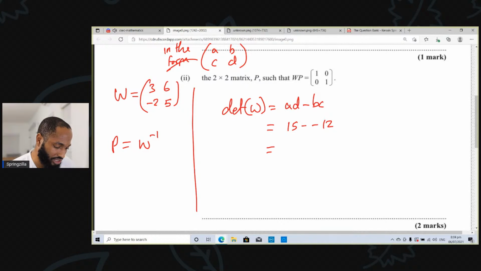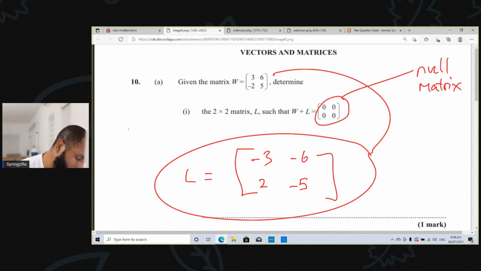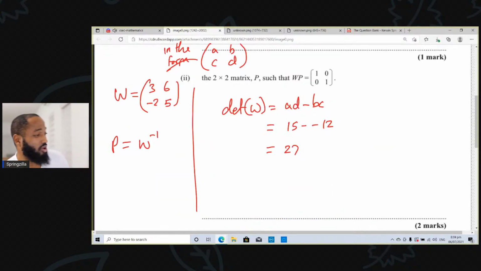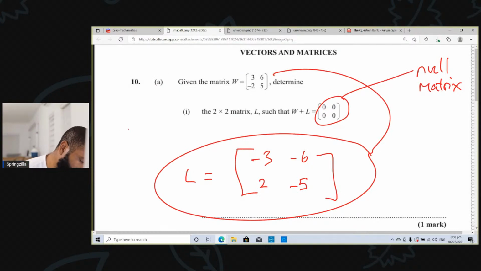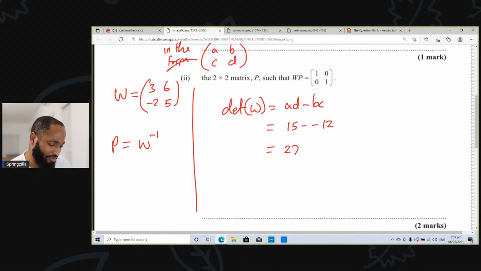Wow, why is it so ridiculous? So what is this? So it's 27. What is going on here? 3, 5, 6, negative 2. Are you sure this is what you want to do? I don't like it. Determinants and things, we don't like them to be so wild.